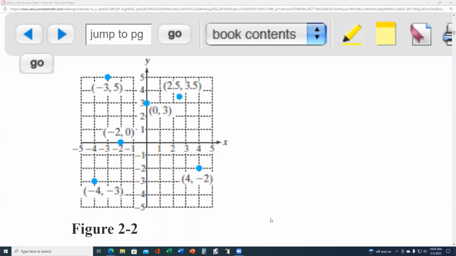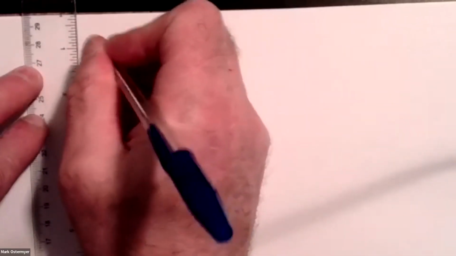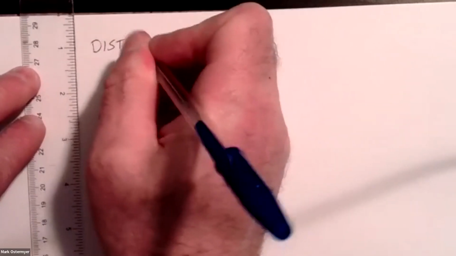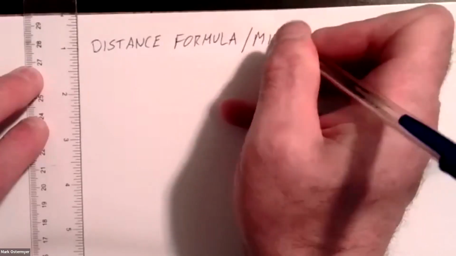Okay, now what I would like to do is introduce ourselves to what is called the distance formula in the plane. So that's the next thing I'm going to do here: we're going to derive what is called the distance formula. And we'll also look at what's called the midpoint formula.